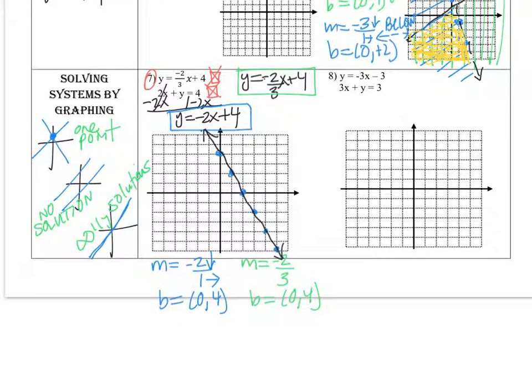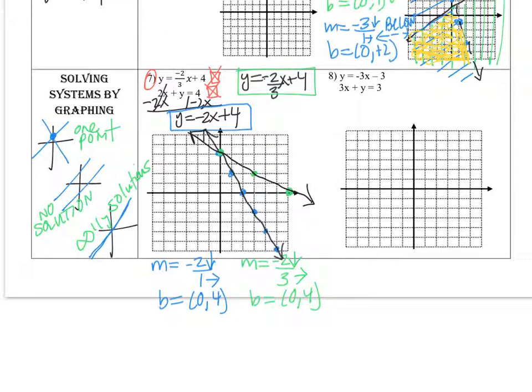Okay, my second line is going to start at positive 4 also, but it's going to go down 2 to the right 3. So here we go. I'm going to start at 4. Oh, I see an intersection point. And I'm going to be going down 2, right 3. Down 2, right 3. Okay, so I'm going to go ahead and draw this line. Not the best line you ever saw.